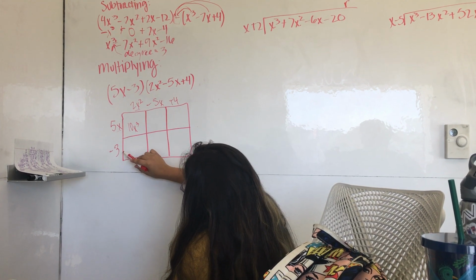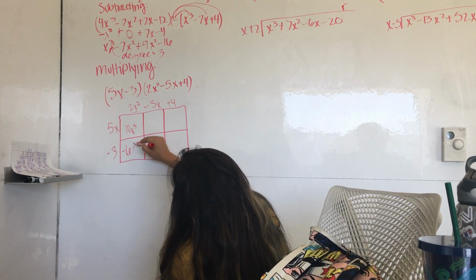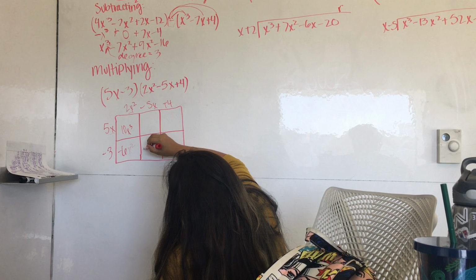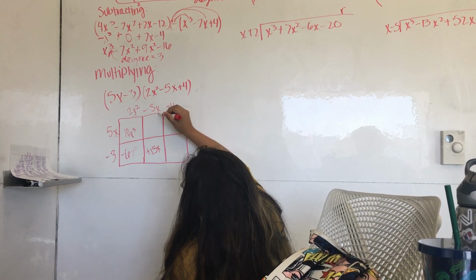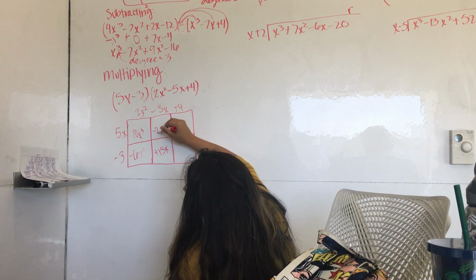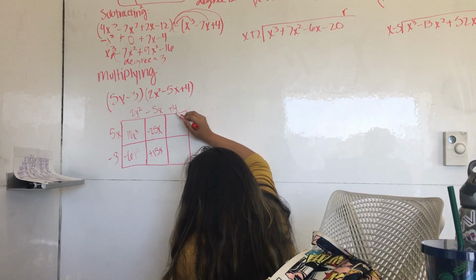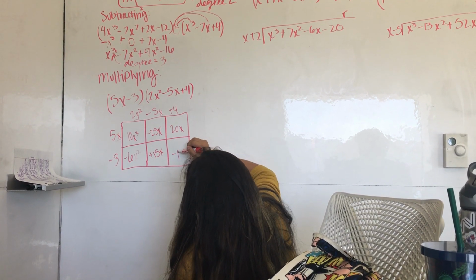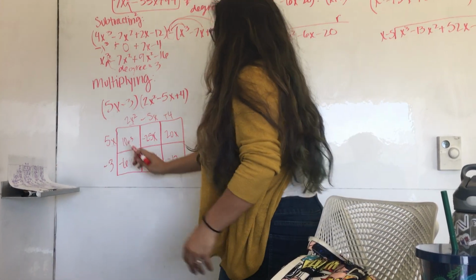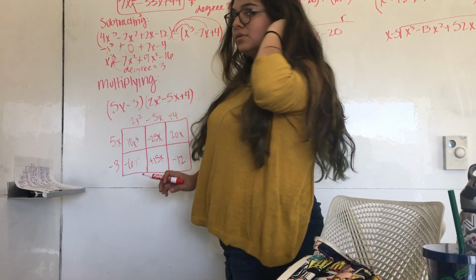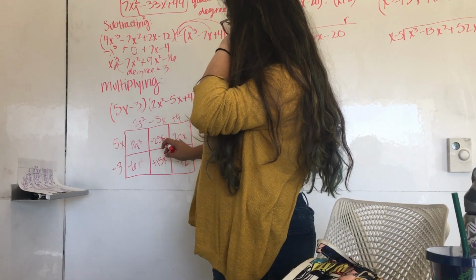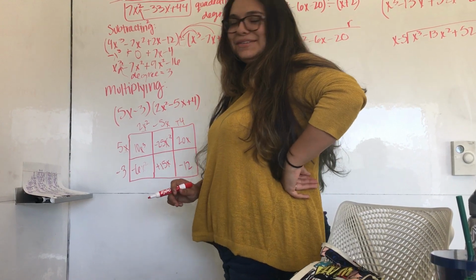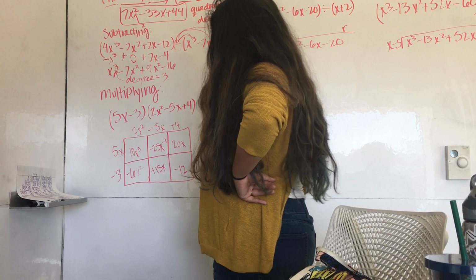2x squared times negative 3 is negative 6x squared. Negative 5x times negative 3, that's going to be positive 15x. Negative 5x times 5x, negative 25x squared. 5x times 4, 20x, and 4 times negative 3, negative 12. So, now that we have all of our values inside of our box, negative 25x squared. Yep, negative 25x squared. You're right. Thank you, Matthew. My good assistant over there.